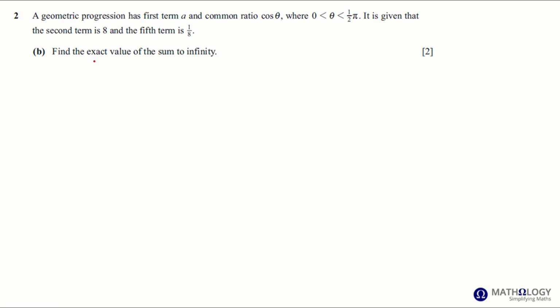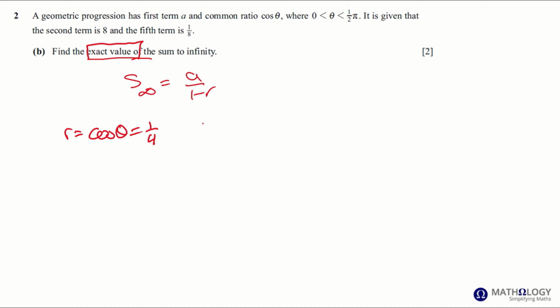We are now required to find the exact value of the sum to infinity. Exact meaning no decimals in our answer. So this sum to infinity is a over 1 minus r. Now we know that cos theta equals a quarter. We're not going to use the approximate value of theta here because the question is asking us to find the exact value. That means we have to use exact values. So we're not going to use any decimals whatsoever. So we have to use this construct for r, for cos theta.